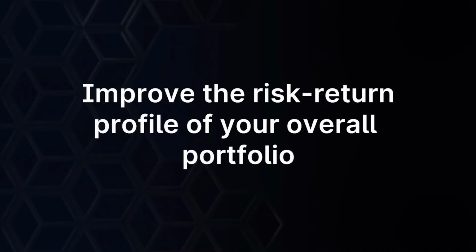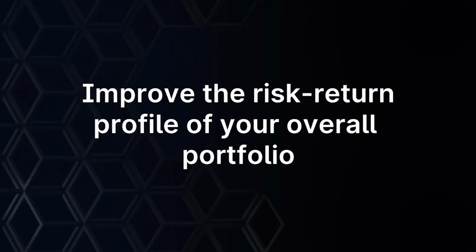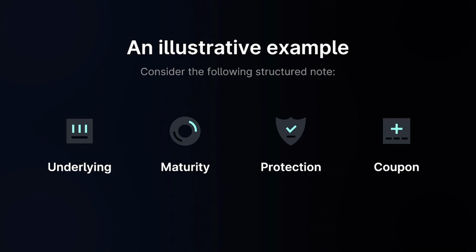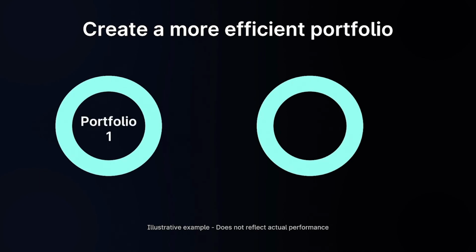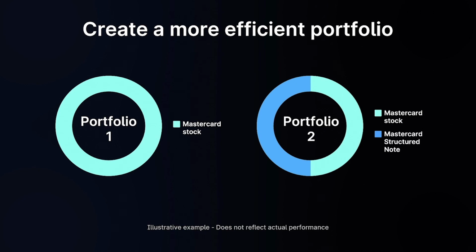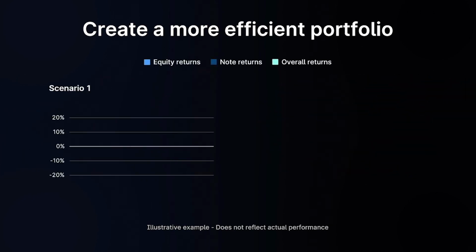Now, let's take a look at how structured notes can help you create a more efficient portfolio by improving the risk-return profile. Let's again use the MasterCard structured note example. As a reminder, the reference stock is MasterCard, the maturity is 18 months, the downside protection value is 25%, and the annual coupon is 12%. For this, let's assume there are two portfolios. Portfolio 1 that holds 100% MasterCard stock, and Portfolio 2 that holds 50% MasterCard stock and 50% in the MasterCard structured note.